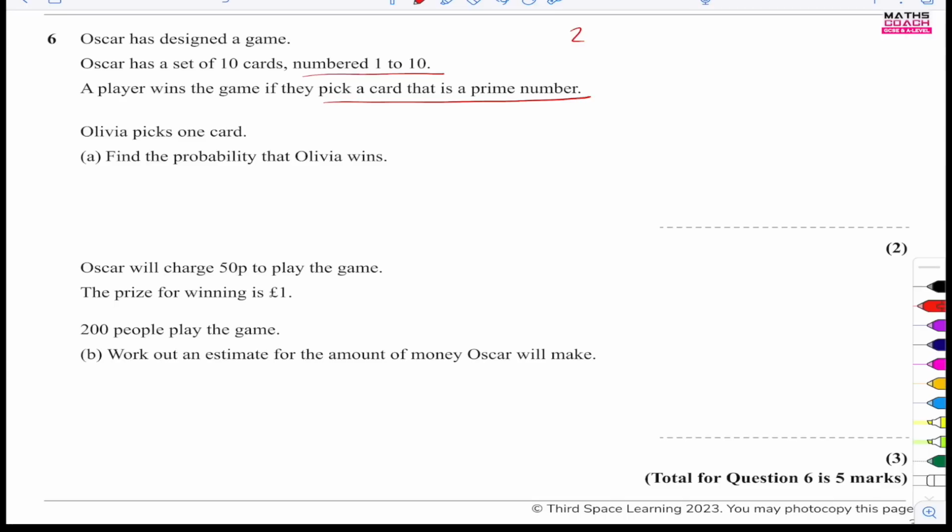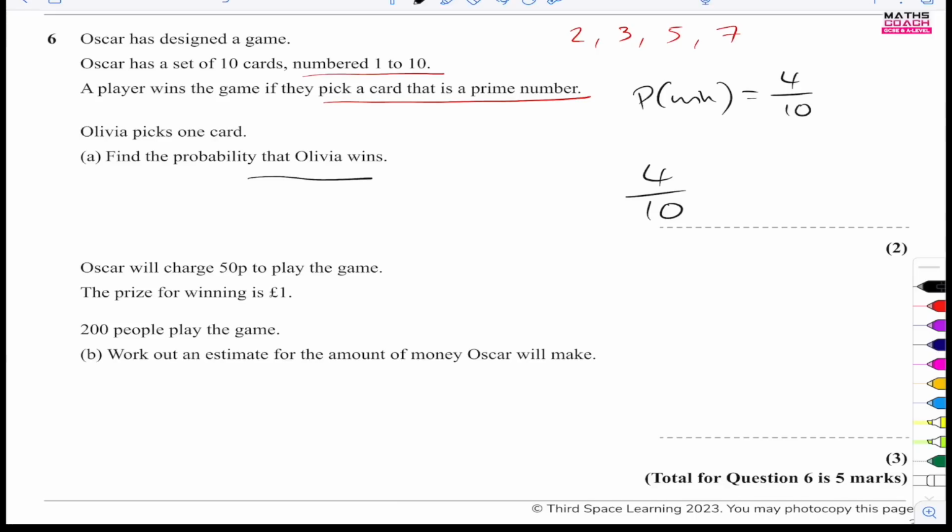So we have 2, we have 3 as a prime number, we have 5, and we have 7. So these are the prime numbers between 1 and 10. Okay, so how many prime numbers are there? There are 4. So the probability of winning is 4 out of the 10 cards. Okay, 4 out of 10. So the probability that Olivia wins is simply the probability of someone winning, which is 4 out of 10.